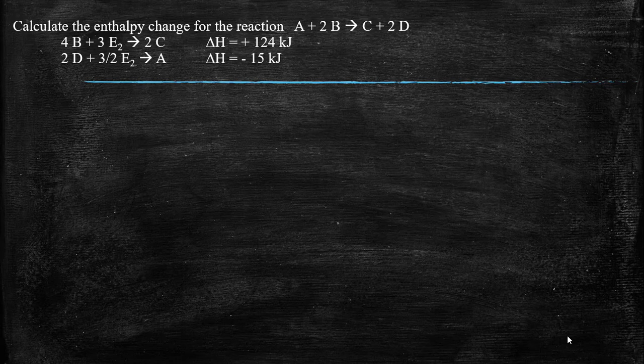In this question, you're given the formula of A plus 2B becomes C plus 2D. You're asked for the enthalpy change. You're also given two other equations, both with enthalpy changes, and you need to use Hess's law to answer the question. So let's start with the first equation.